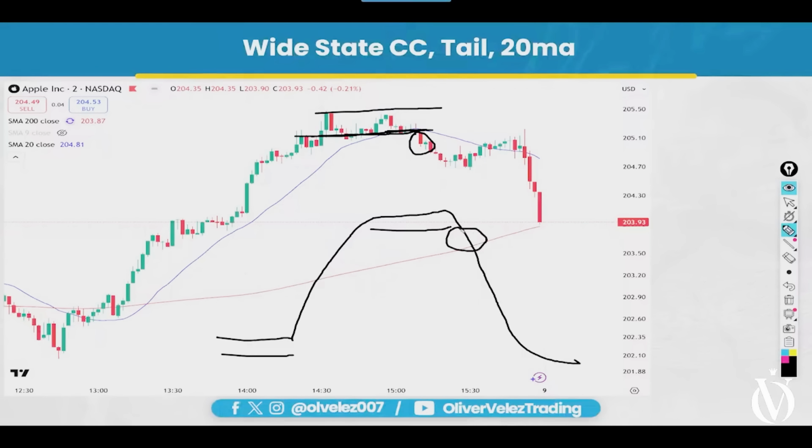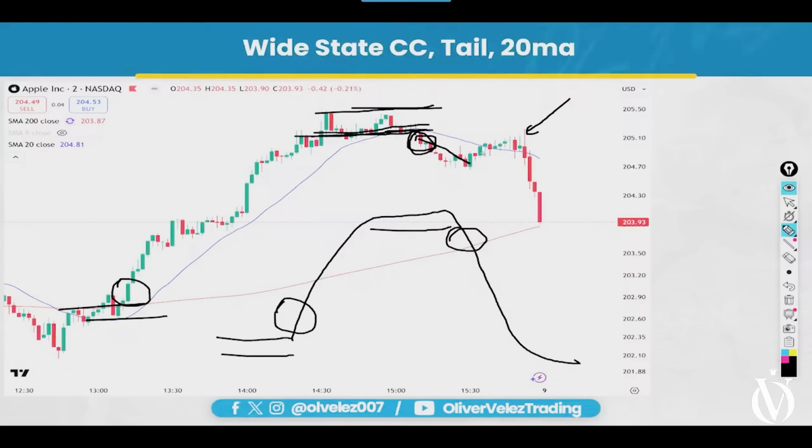So your perfect spot is there, your perfect spot is there, right? So we were narrow, perfect spot was here. Now we're wide, perfect spot to go the other way is there. Boom. And look at this topping tail bar.